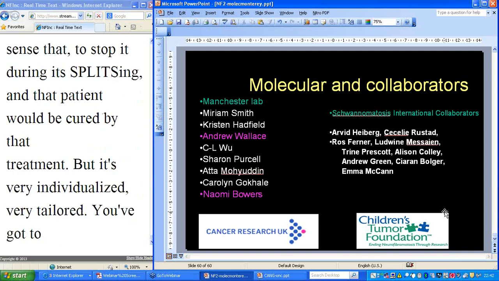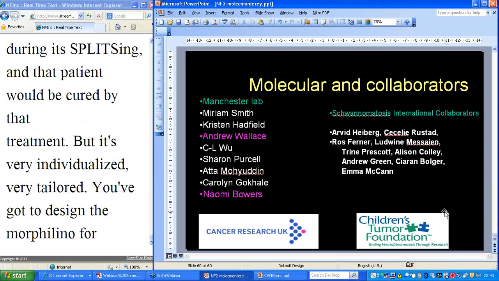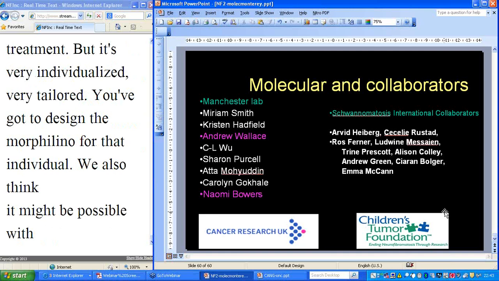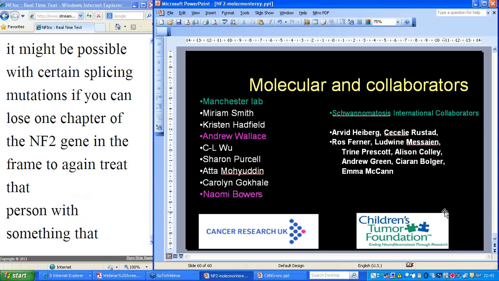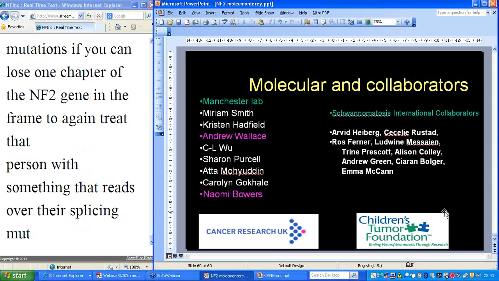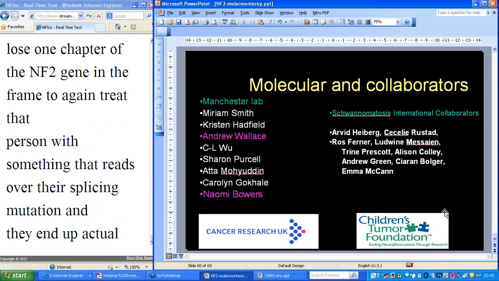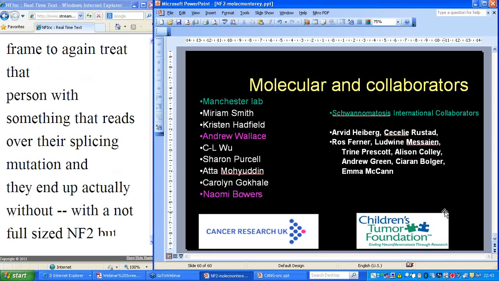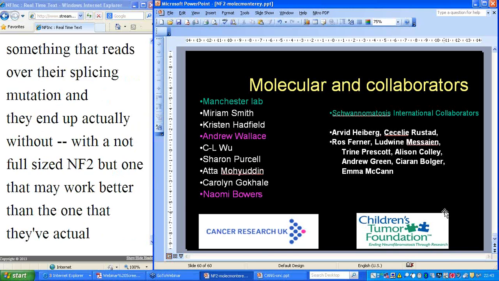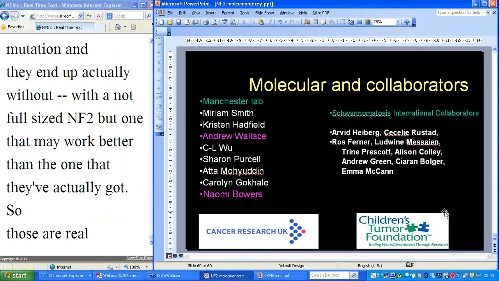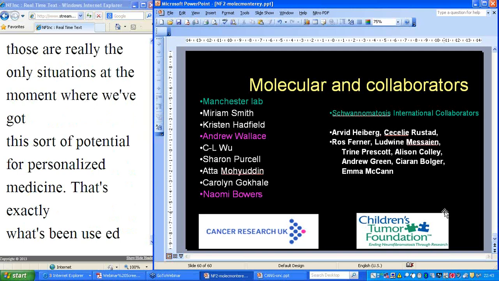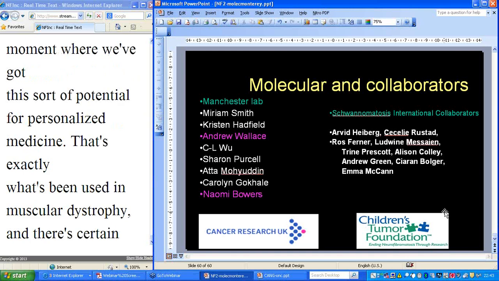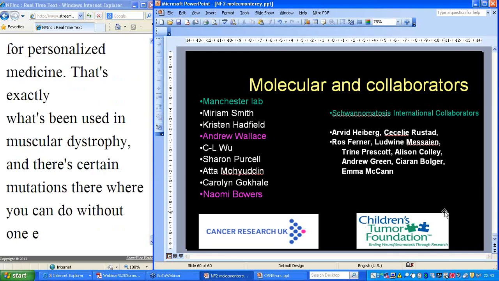We think that it might also be possible with certain splicing mutations, if you can lose one chapter of the NF2 gene in frame, to treat that person with something that reads over their splicing mutation, and they end up with a not full-sized NF2, but one that may work better than the one that they've actually got. So those are really the only situations at the moment where we've got this sort of potential for personalized medicine. That's exactly what's being used in Duchenne muscular dystrophy, and there are certain mutations there where you can do without one exon in the gene, and they're having great success with it. So we are at the beginning of that.